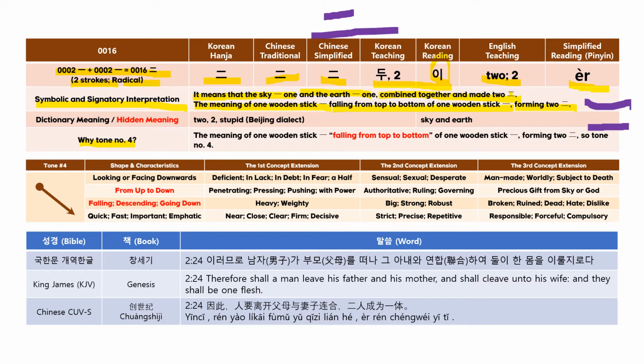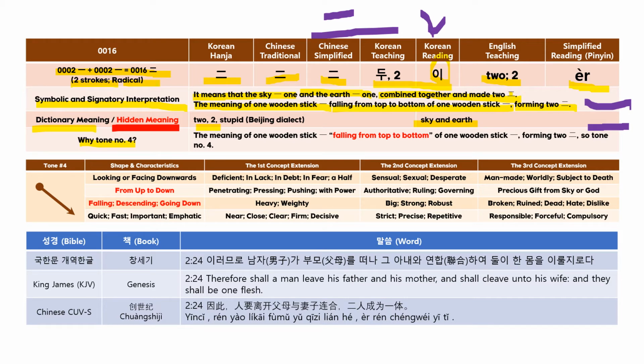A wooden stick fell to the other wooden stick. Sky and earth. So the hidden meaning is sky and the earth. Hidden meaning is very important. Please try to remember. And the dictionary meaning is just two.